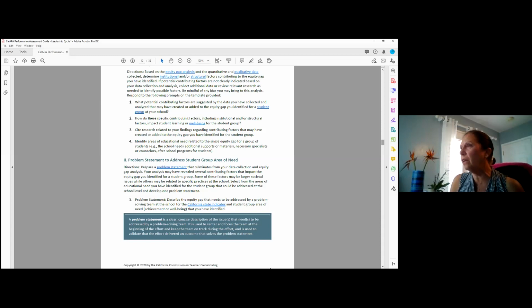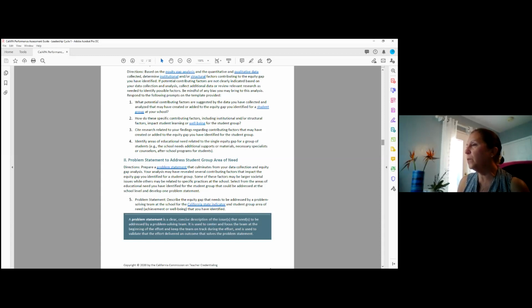So we go on, and we found over the years that lots of people interpret problem statement in different ways. So we have provided a call out box and provided a definition that the candidate needs to understand and then respond to as they prepare and then submit their problem statement. So our definition is, it has become this: a problem statement is a clear, concise description of the issue that needs to be addressed by a problem-solving team, right?